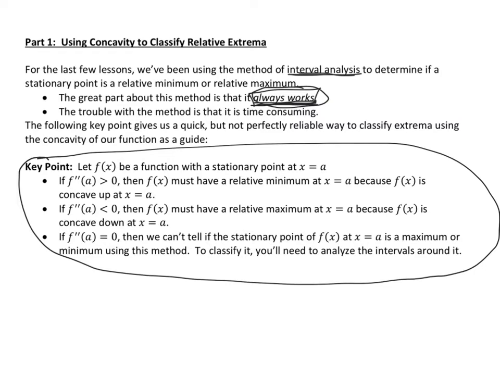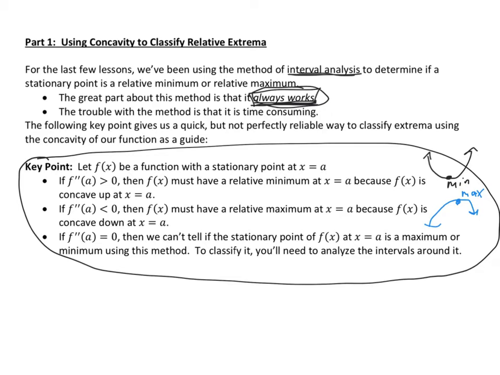If you have a concave up function that has a stationary point in there, that stationary point has to be a minimum. Similarly, if you have a stationary point and you plug that stationary point's x value into the second derivative and you get a second derivative that's negative, then the function must have a relative maximum there. And again, the reason is because the second derivative being negative means that the function's concave down. And if you think about what concave down looks like, concave down with a stationary point has to look like this. And that means that there's a maximum there.